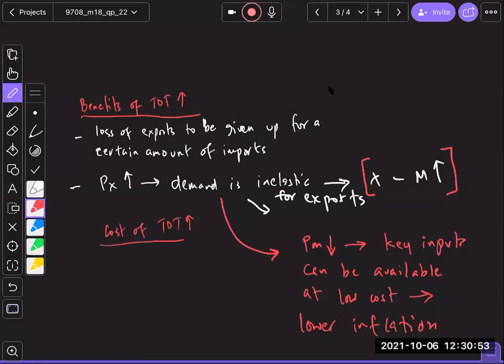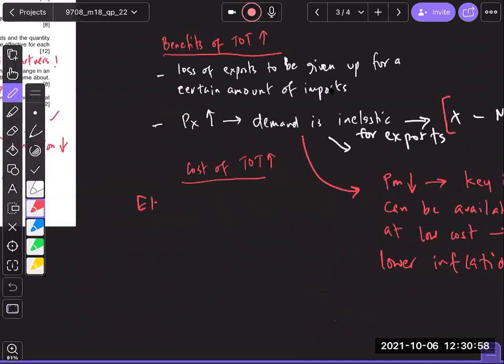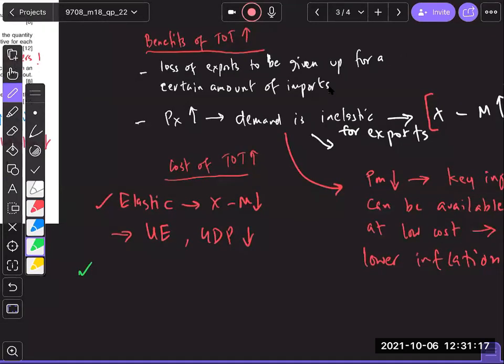The cost of terms of trade is basically if the goods are elastic, then your X minus M can fall. And that could mean unemployment can happen, your GDP can fall, and so on. So that's the first disadvantage. The second disadvantage you can talk about is that exports are becoming expensive, so we lose our competitiveness, and that can hurt the economy.